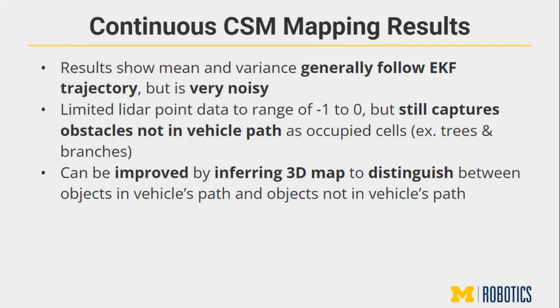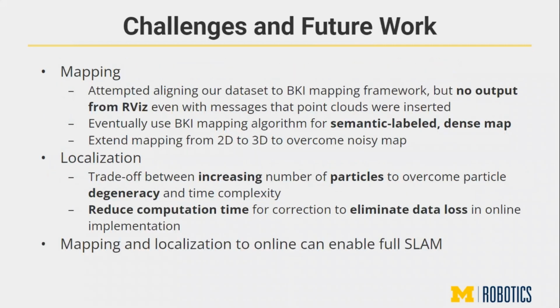In conclusion, for mapping, the CSM mapping result is really noisy, and the BKI mapping framework might help us make a semantically labeled dense 3D map. For the localization, there's a trade-off between increasing the number of particles to overcome degeneracy and the computation time. Therefore, we need to reduce the computation time for the correction to turn this into an online algorithm.